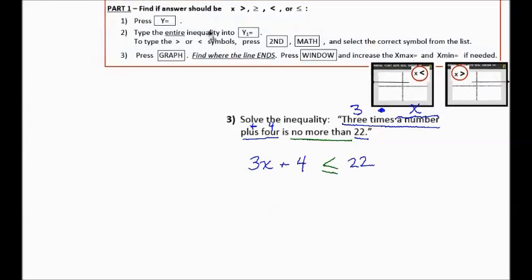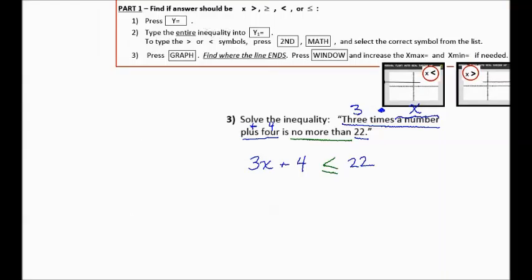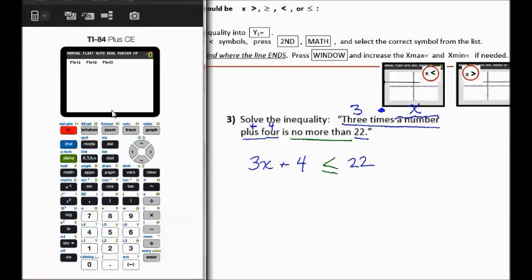To do that, we go to our calculator again, go to y equals, enter your entire inequality. This one is pretty simple, 3x plus 4. Second math to find your inequality symbols, match it up to the one you have written down. That would be option 6. And then you enter the 22.